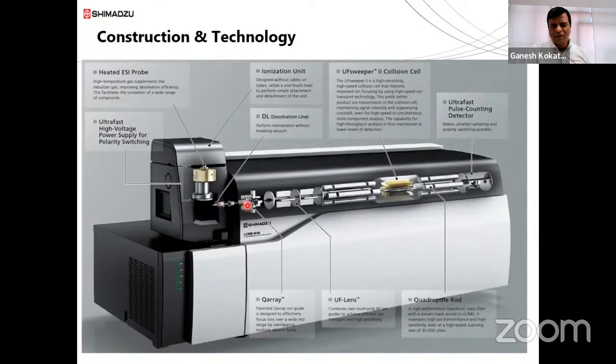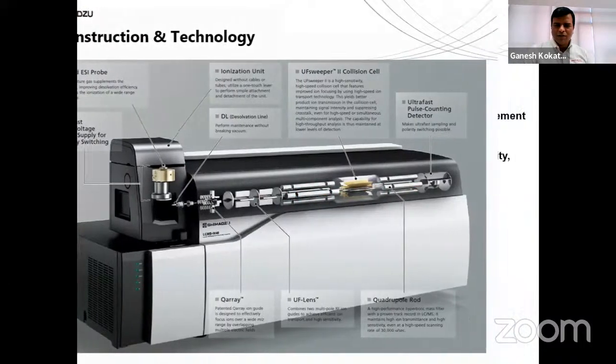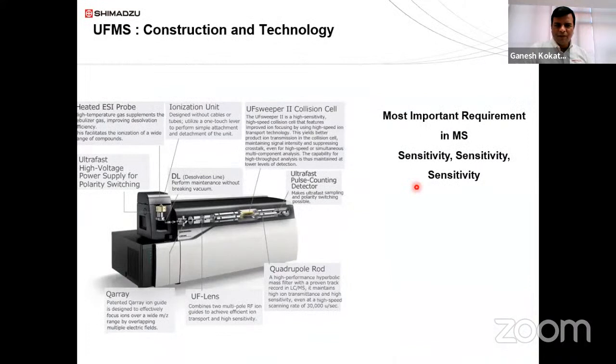And after that, we are using QRA to channelize that whole ion in a single channel, where we are using UF lenses. This lens helps to synchronize the channel of the mass in a single pattern, and then Q1, Q2 and Q3 come into the picture. So in detail, what are the different parts required in MS?